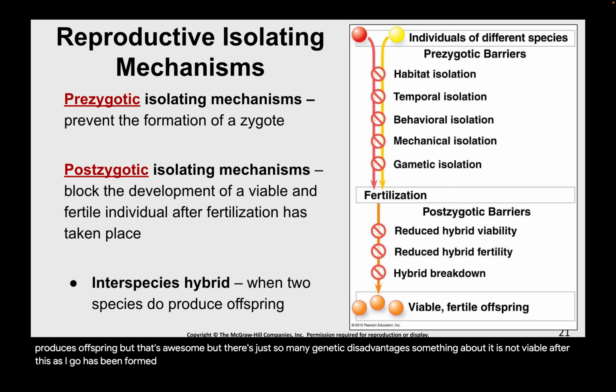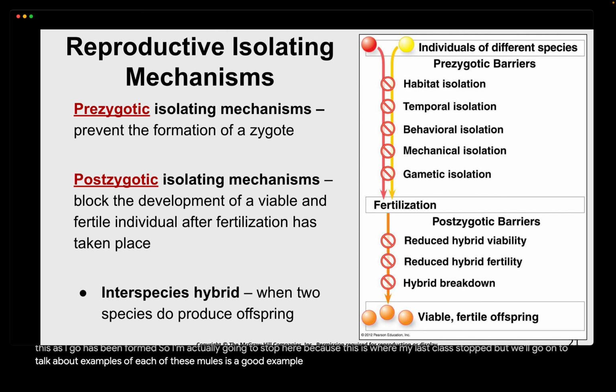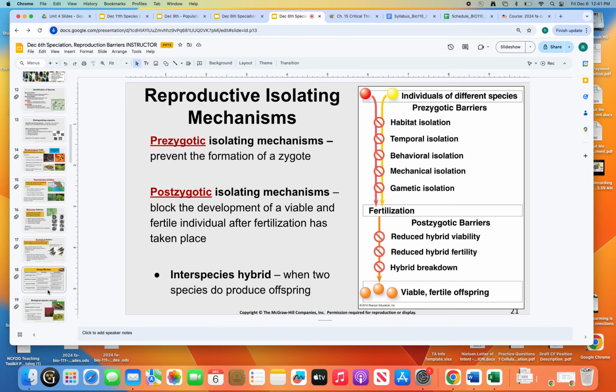So it's, sorry, it's like when, like mules. Exactly. Yeah. So I'm actually going to stop here because this is where my last class stopped, but we'll go on to talk about examples of each of these. Mules is a good example of a post-zygotic isolating mechanism.